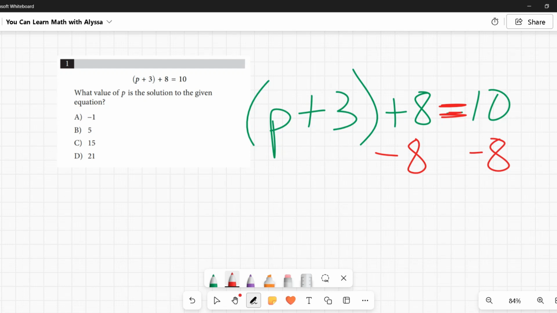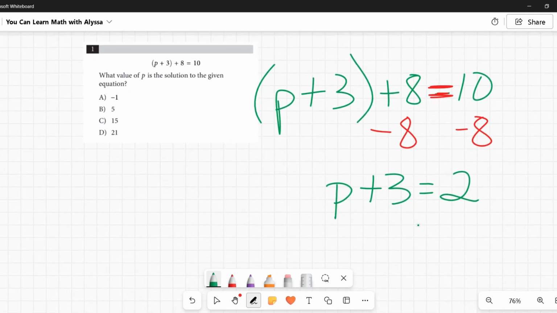So subtracting 8, plus 8 minus 8 on the left, that 8 just disappears and I have that p plus 3 remaining. And on the right, I have 10 minus 8, which is 2. And now p plus 3, the opposite again of adding here is subtracting. So I'm going to subtract 3. I have to do it from both sides. And on the left, I get p, and on the right, 2 minus 3 is negative 1. And that is going to be my answer. And lo and behold, there it is, A, negative 1.